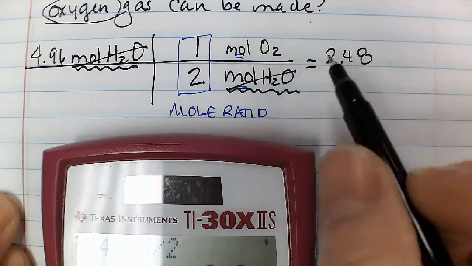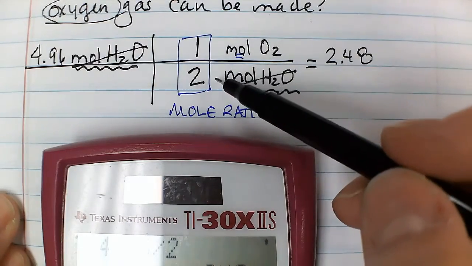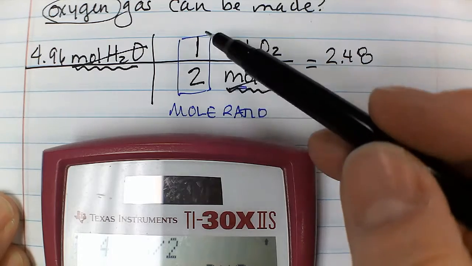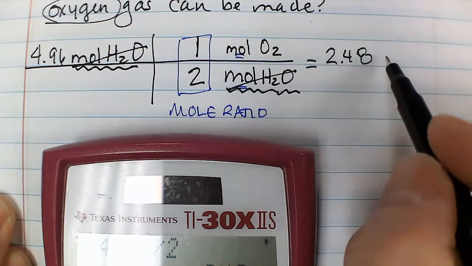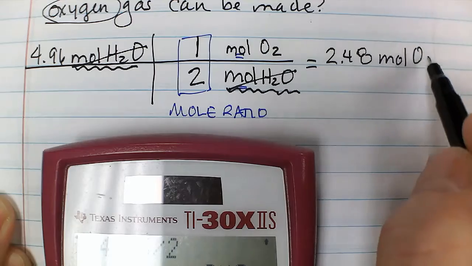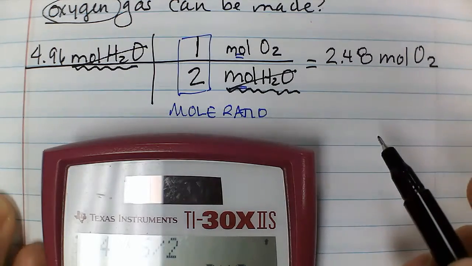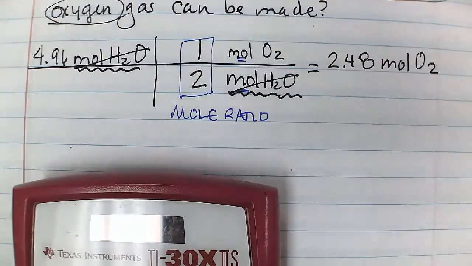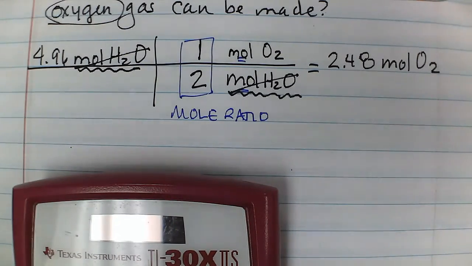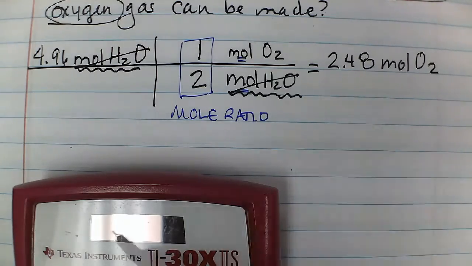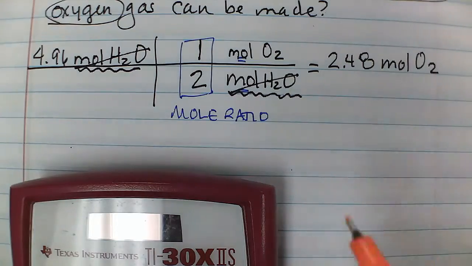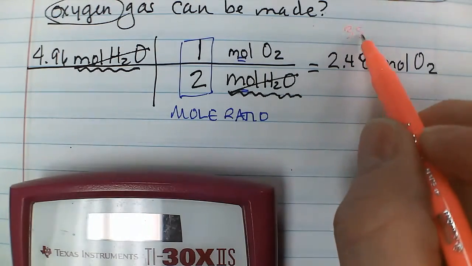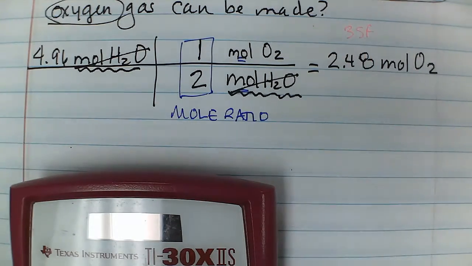Why did I divide by 2? Because whatever's on the bottom is what you divide by. Whatever is on the top, you multiply by. Why didn't I multiply by 1? Well, because it gives me the same answer. So my original data had 3 significant figures. That's looking back into the problem. My original data, 3 sig figs. So then my final answer needs 3 sig figs, which it has.